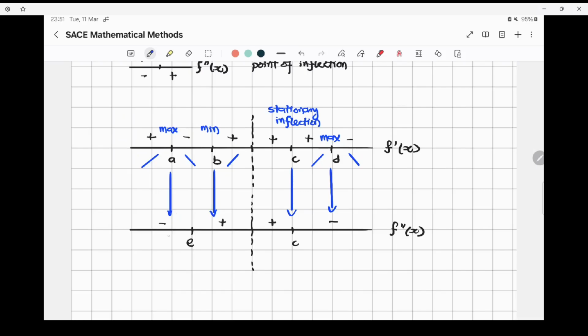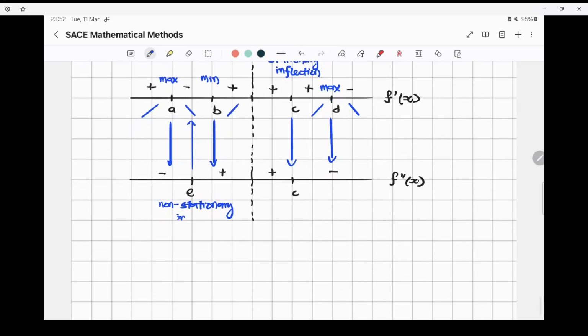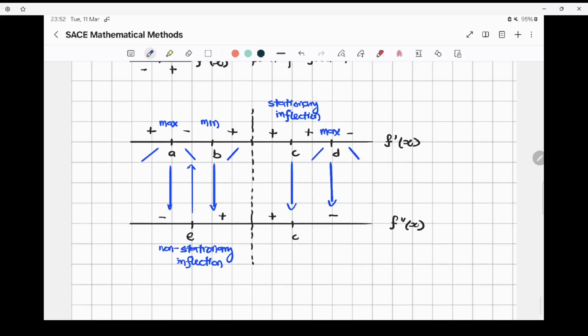There is one more point here, E, that does not correlate to any of your zeros at your f prime sign diagram. So this is a non-stationary inflection. So that's how you read your sign diagram based on the given f prime and f double prime.